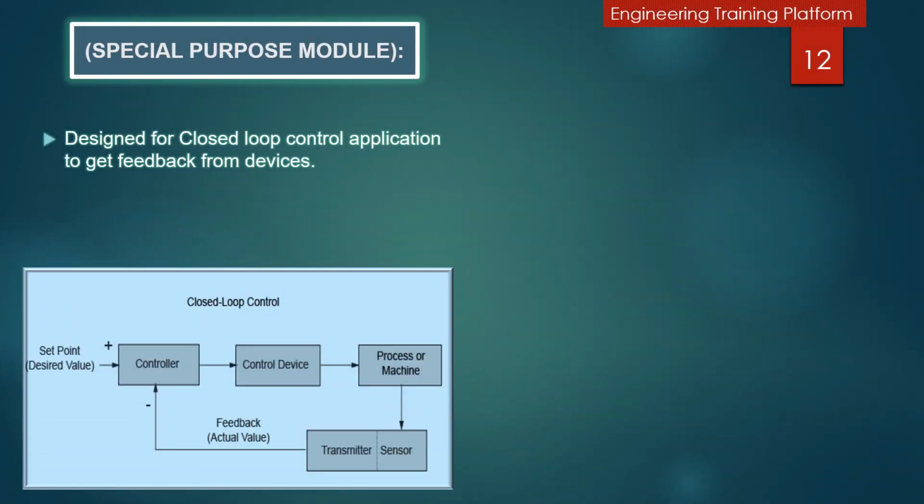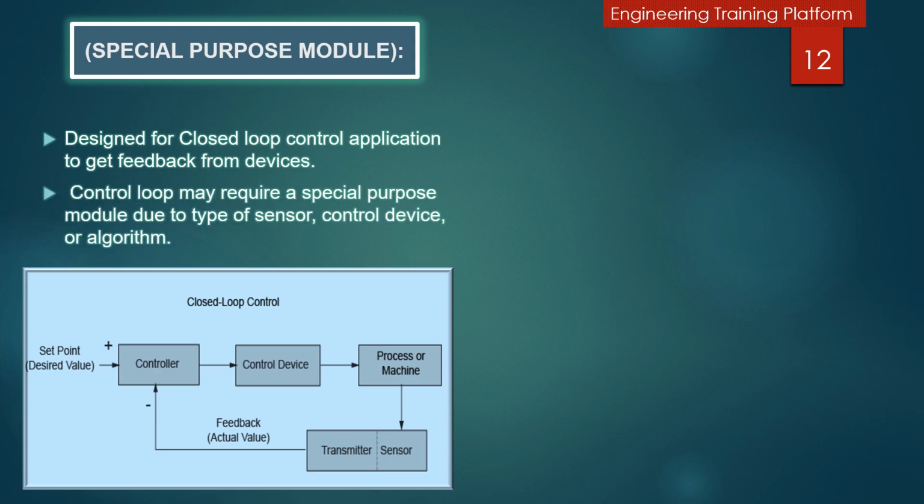Now we are going to discuss the special purpose module. These PLCs are very fast and have many types of signal modules, but some tasks require special purpose modules. Many of these modules are designed for closed loop control applications, which control a process or machine in response to a feedback signal from a sensor. A control loop may require a special purpose module because of the type of sensor, control device or algorithm used. A control algorithm is a set of rules or calculations that define the control process.